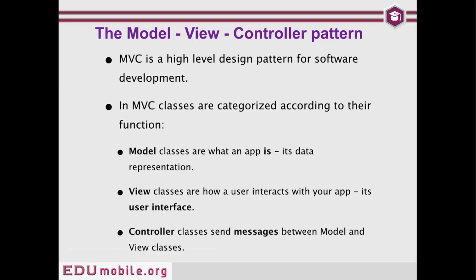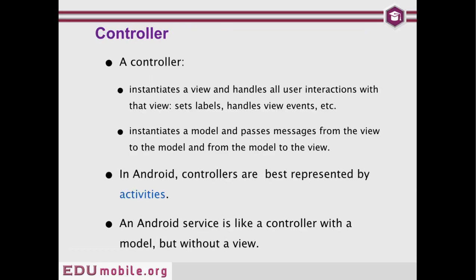So model classes are a representation of the data for the application. View classes are how a user interacts with your app. Views are the user interface. Controller classes are what exists between the model and the view. Controller classes control the view controls, and they also send messages between the model and view classes. So let's look at this in a little bit more detail, and I want to start with the controller.